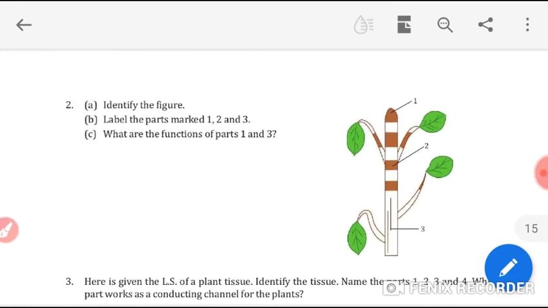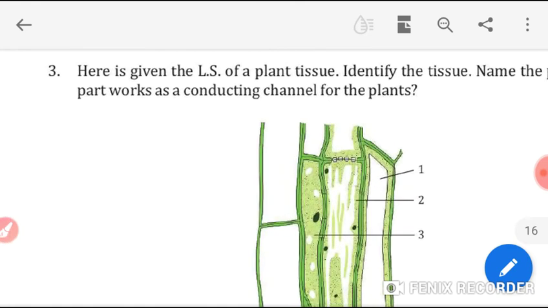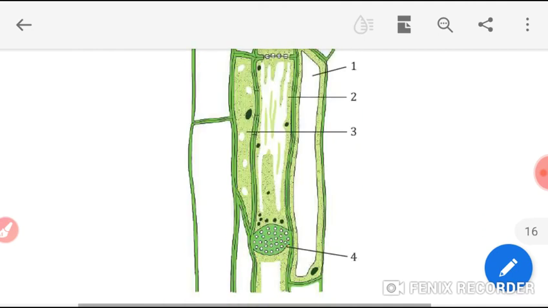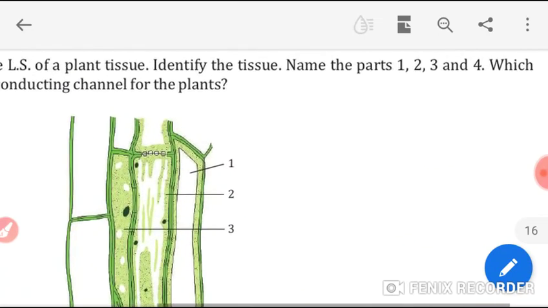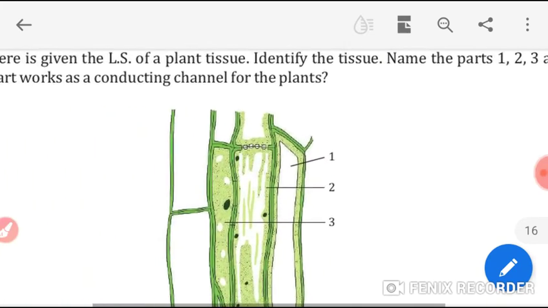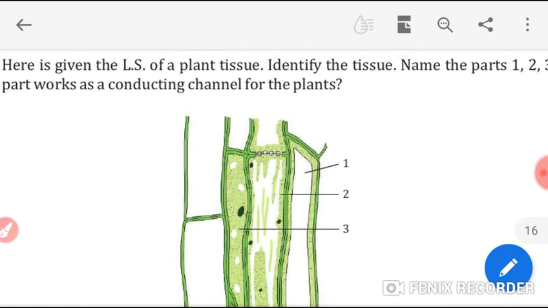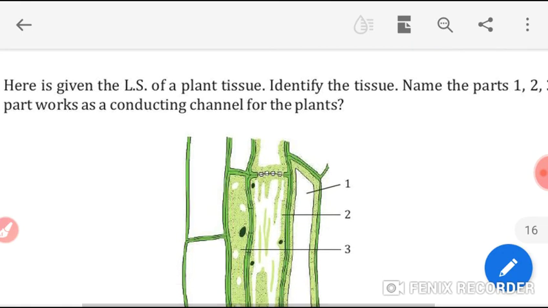Now students, come to your third question. Here is given the LS of a plant tissue. Identify the tissue. Name the parts 1, 2, 3 and 4. Which part works as a conducting channel for the plant? Okay students, first of all, you will write this answer. This tissue is phloem tissue.